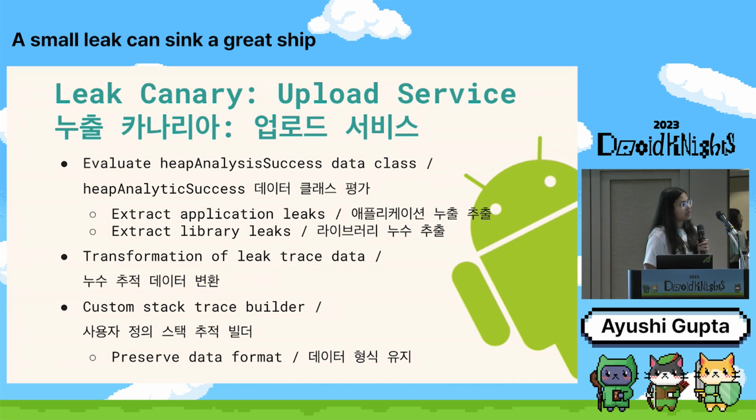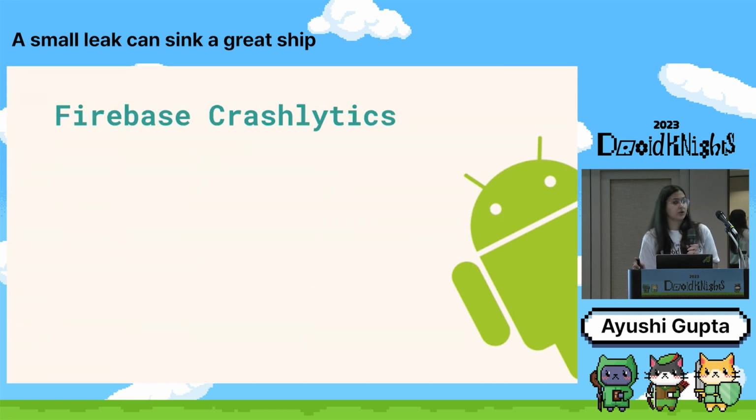But now the question arises, where should I visualize this quite big chunk of data? I want something which is kind of real time, where I could check how many developers are facing it. And most importantly, I don't want to add any more dependency in my code base. So why not use Firebase Crashlytics? Firebase Crashlytics is currently part of most Android apps. So why not use it for visualization of leak traces as well?